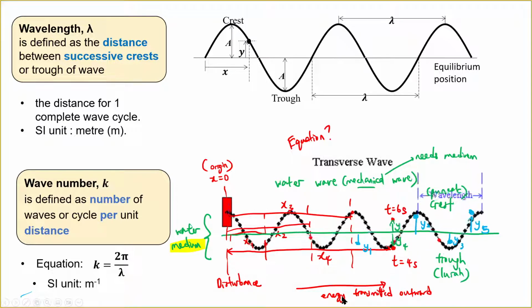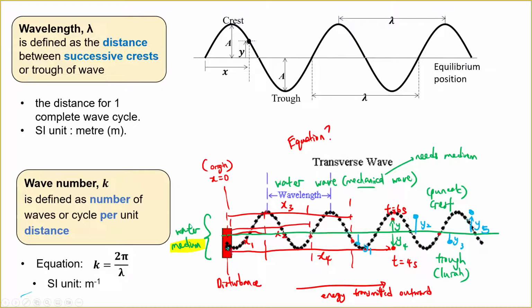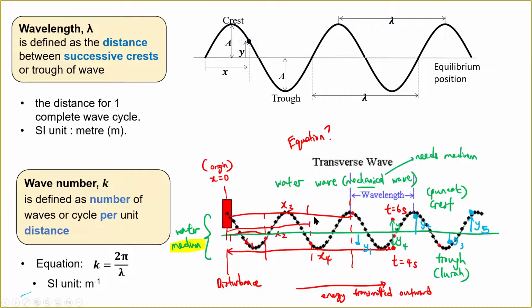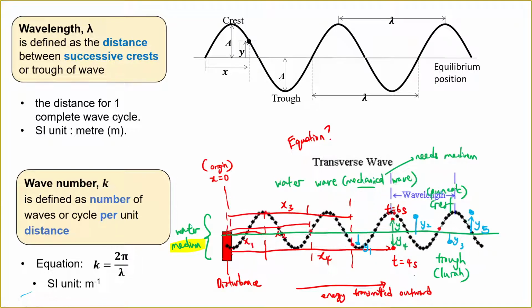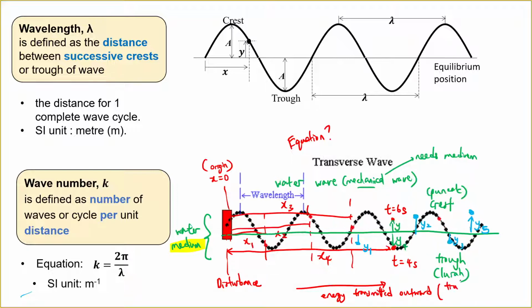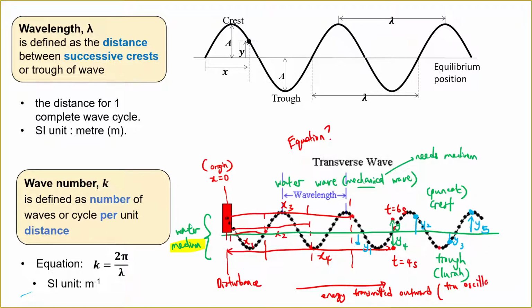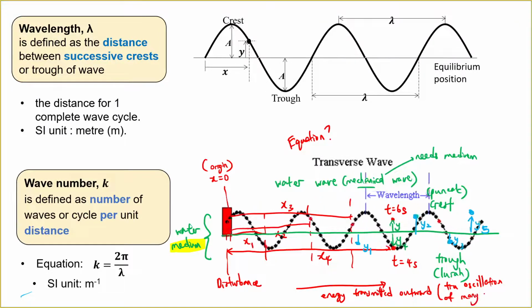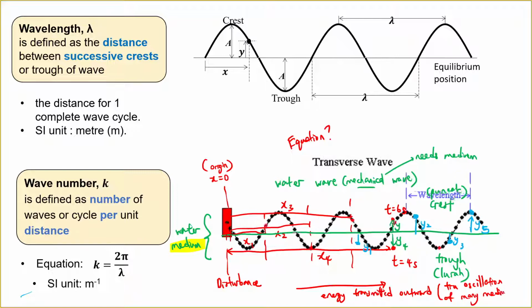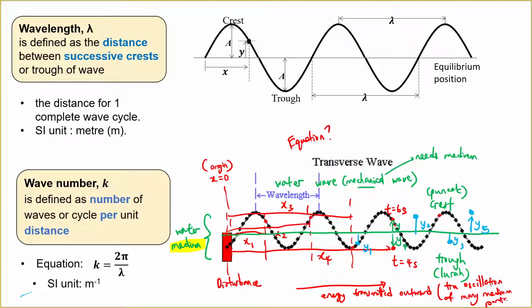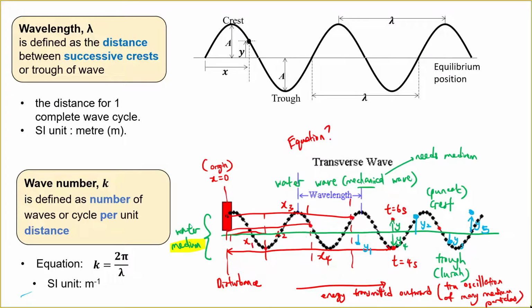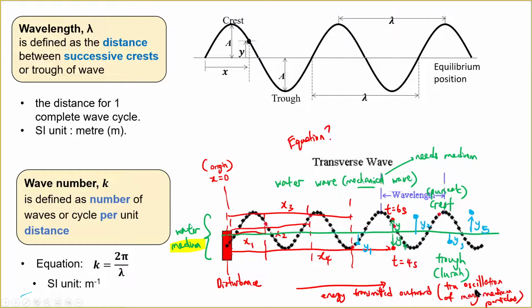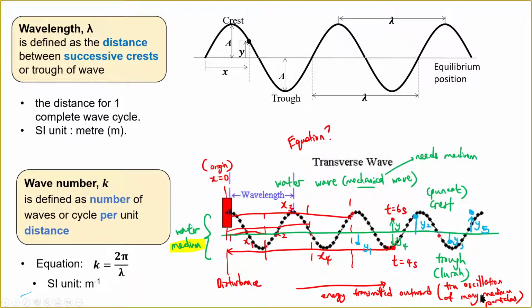Energy is transmitted outward. How is the energy transmitted outward? Through oscillation of many particles. Through oscillation of many medium particles. Can you see my word there? Class, can you see my word? Okay. Yes, sir. Through oscillation of many medium particles.